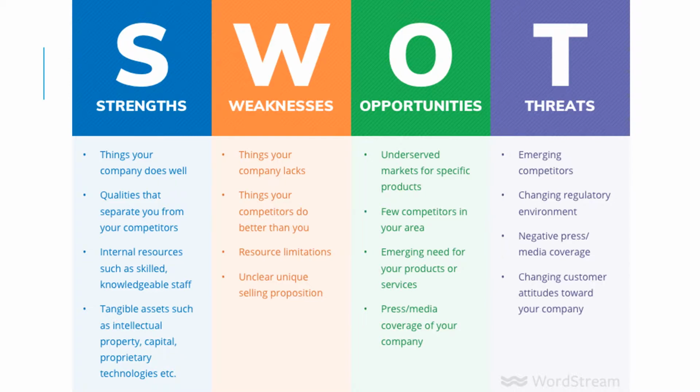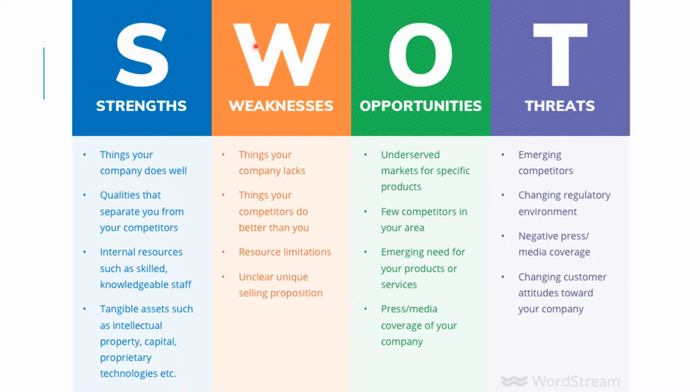So for example, strengths are things the company does well. So particular qualities that we have in our business, skilled, knowledgeable staff, if we have particular assets like good ideas that we've got patents on or excellent capital, these are all strengths internal to the business. Weaknesses, things the company lacks or doesn't do very well. So maybe things that our competitors do better than us. Maybe certain resources that are a bit limited, or perhaps we haven't quite got a clear, unique selling point. These would be weaknesses of the business, things we would seek to minimize with our strategies.